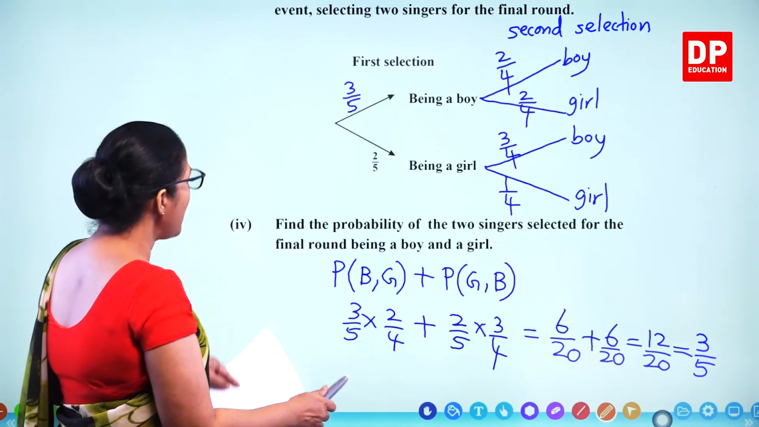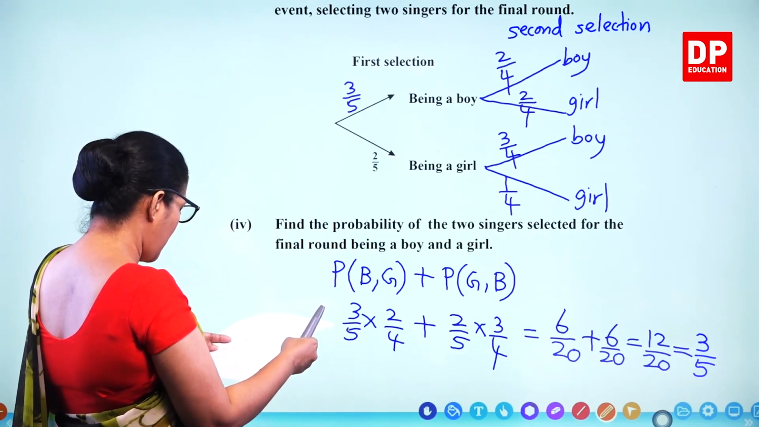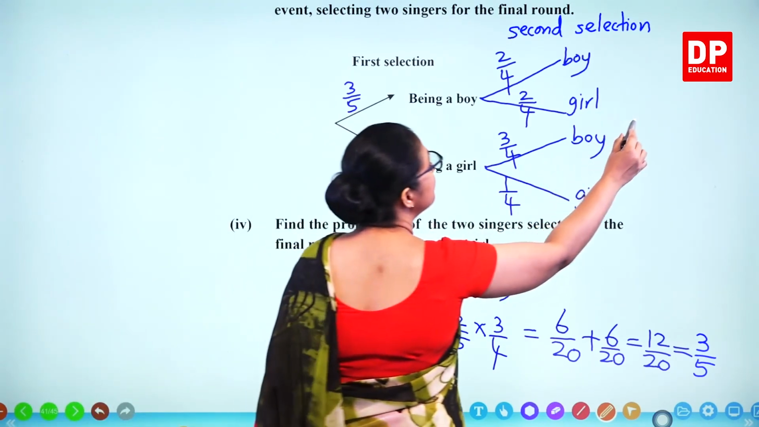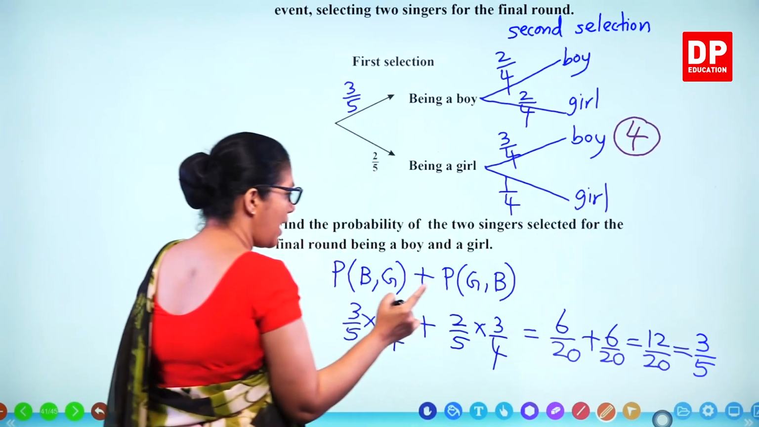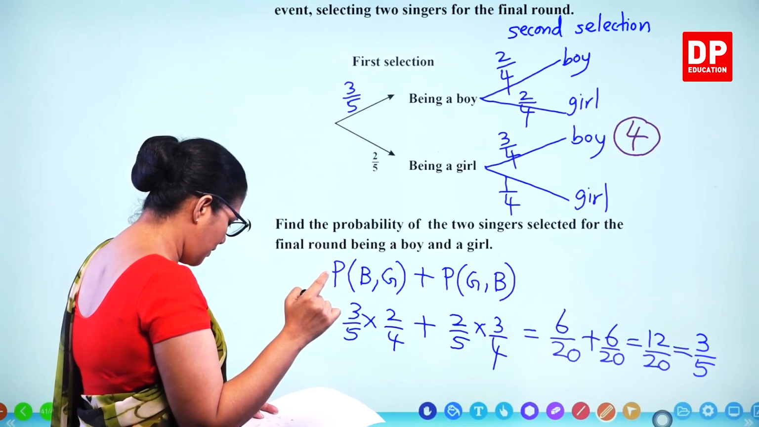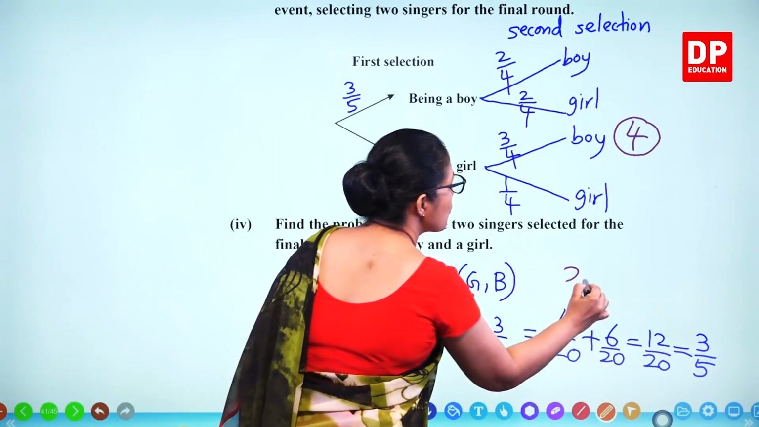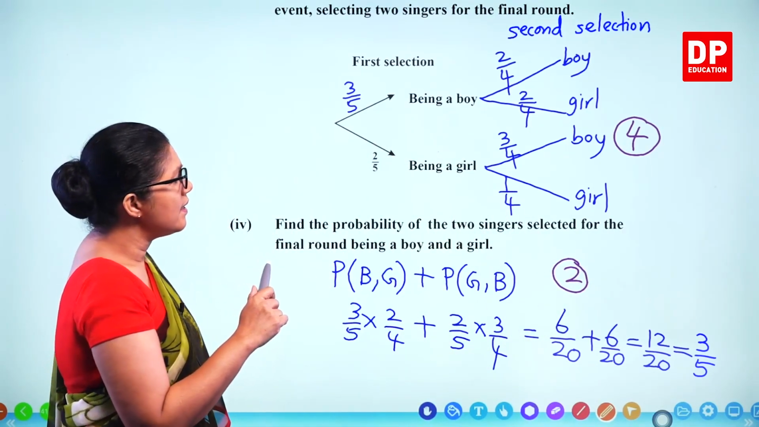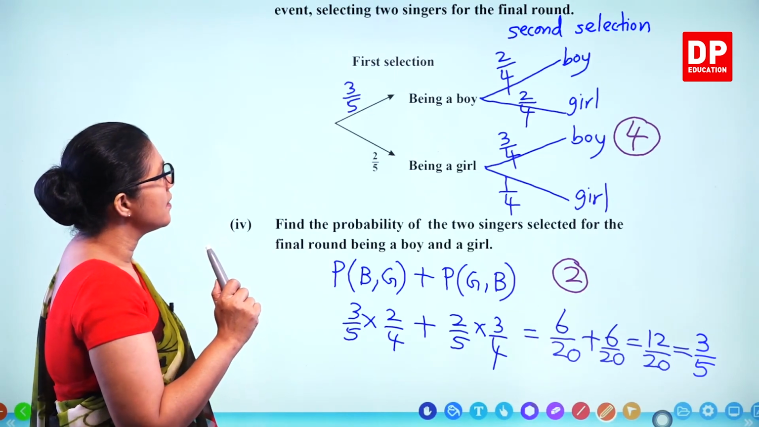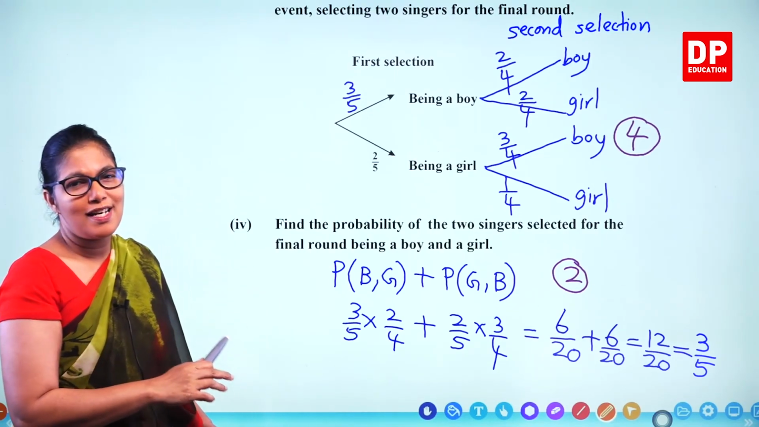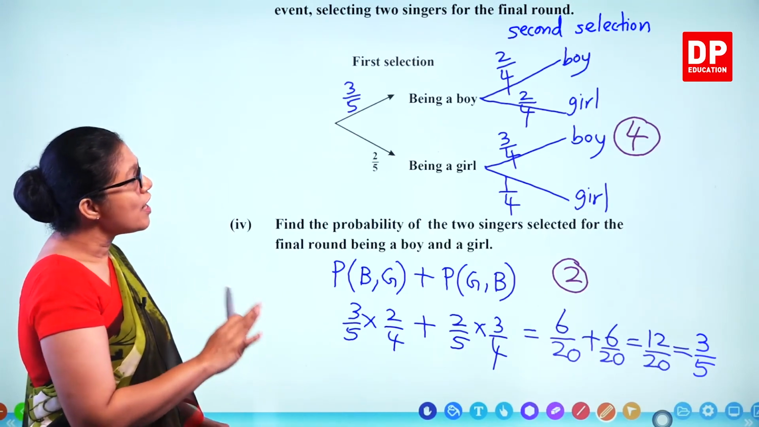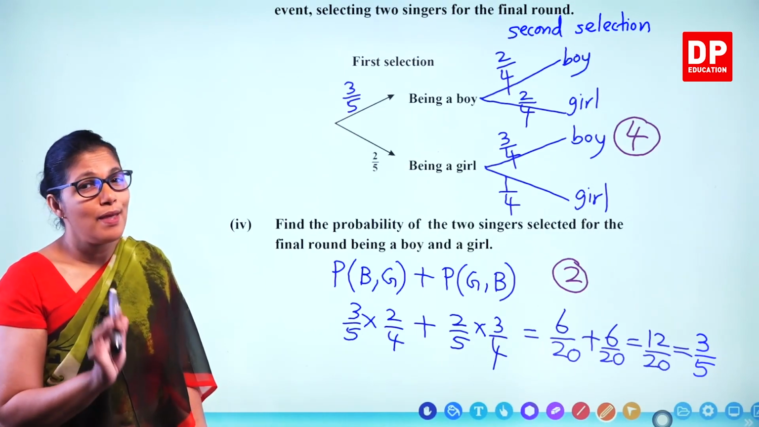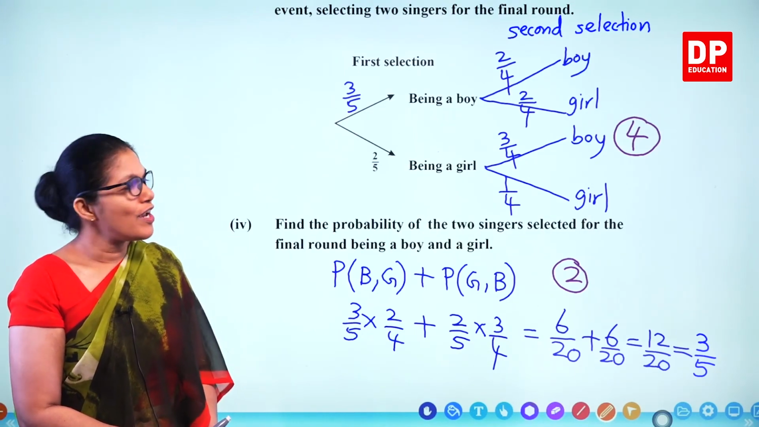So we'll give marks for that. You are getting 4 marks for the tree diagram. And the final answer, 3/5, that's 2 marks. So here we gave earlier 4 marks and these 6 marks altogether, 10 marks for this question. So that's the last question in paper 1. So make sure within 2 hours you complete the whole paper and then watch my video to check your answers.